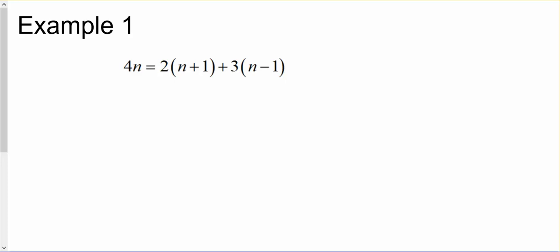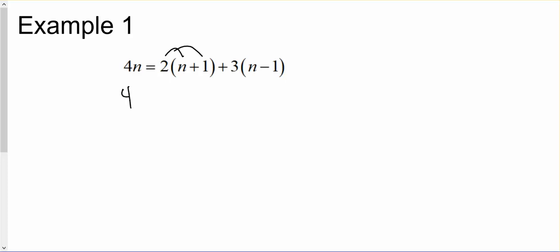This is lesson 8. Variables on both sides, day 2. So our first example here, we're going to have variables on both sides. We've got parentheses, so we're going to try and get rid of them. We're going to get rid of them by distributing.